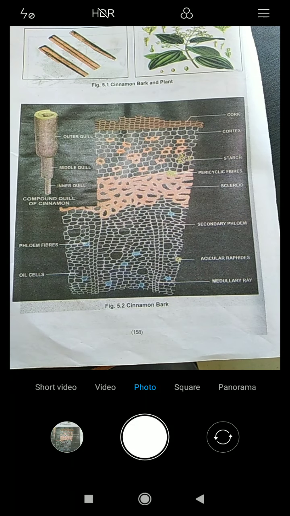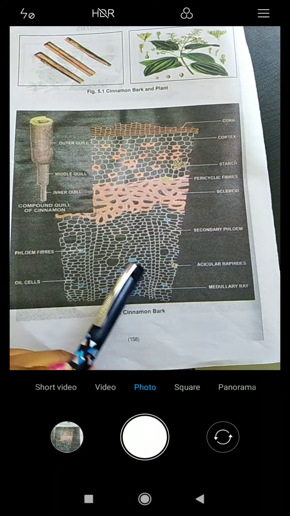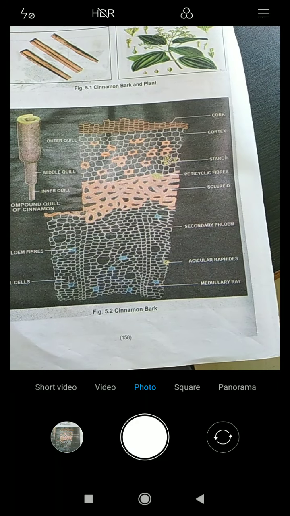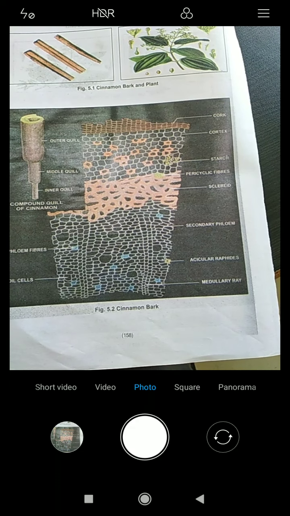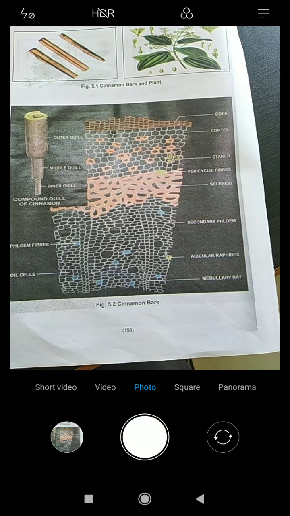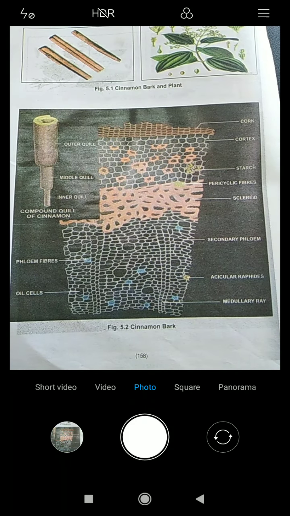Then oil cells. These are the big and isolated oil cells, and cork and cortex are absent. These are all about the TS of cinnamon bark.